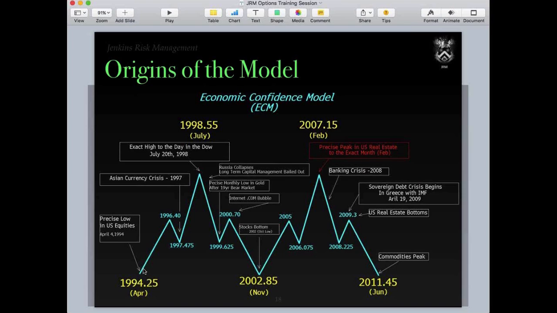So at the bottom of this cycle, the 8.6-year cycle in April 1994, you had the exact low in U.S. equities. If you looked at the Dow, that was April 4th, 1994. All right, then you moved into two minor turning points. The Asian currency crisis was in 97. We moved back to the highs in 1998, and you had a high in the Dow exactly to the day. All right, it doesn't always happen exactly to the day, but you'll see on a few others of these slides just how fascinating it is.